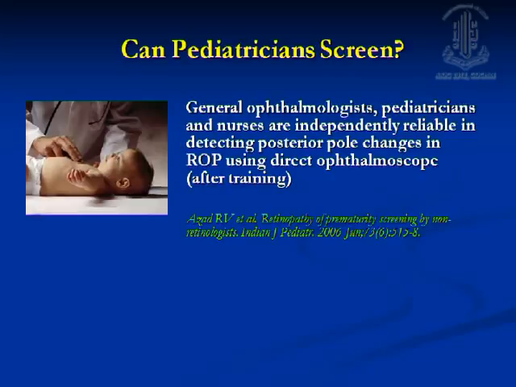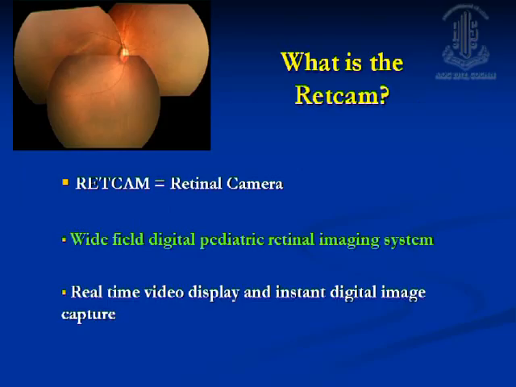A common question is asked: can pediatricians screen for ROP? Pediatricians can screen as far as the posterior pole is concerned. They can look for direct ophthalmoscopic changes, but it's not a substitute for a proper ROP screening program. Is there an easy way to screen ROP?